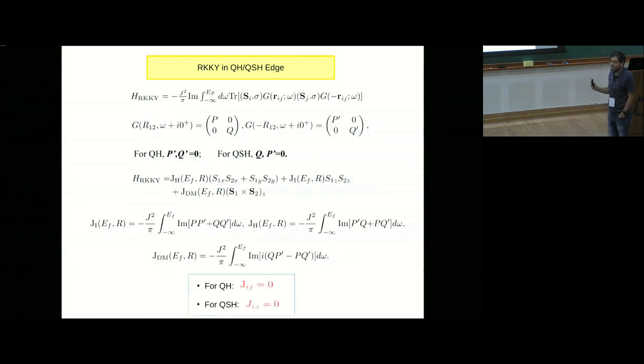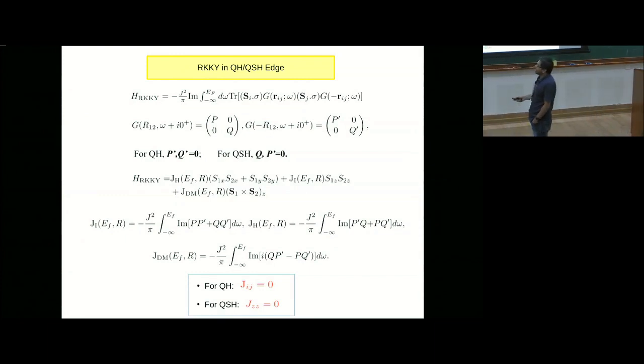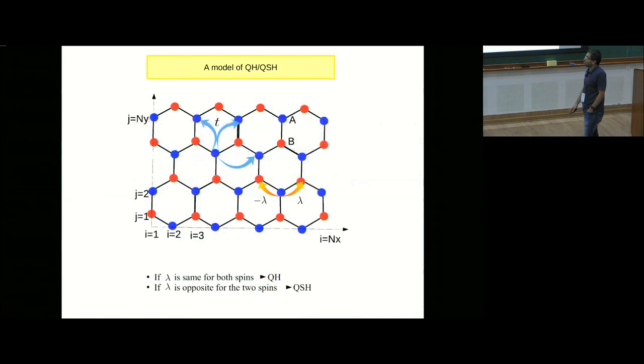So this tells the essential result that for a quantum Hall edge, the RKKY interaction, the second order coupling between the spins, vanishes, and for quantum spin Hall only the Ising term, which is the most important term, the natural spin direction, vanishes. Okay, now we'll slowly go over to it, but let's try to see how we can verify this easily.